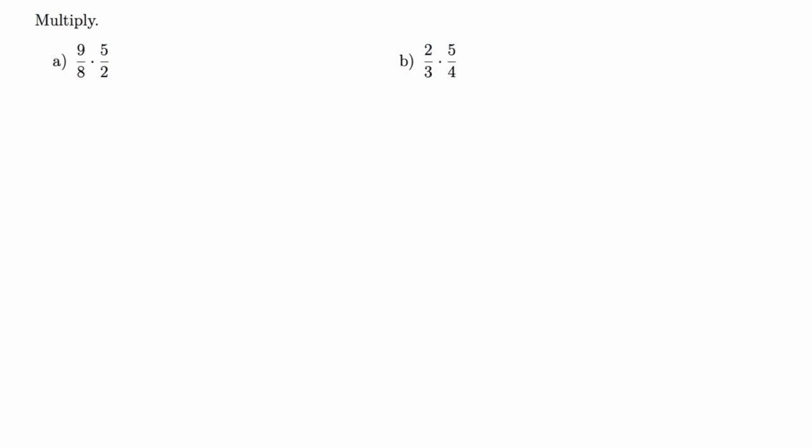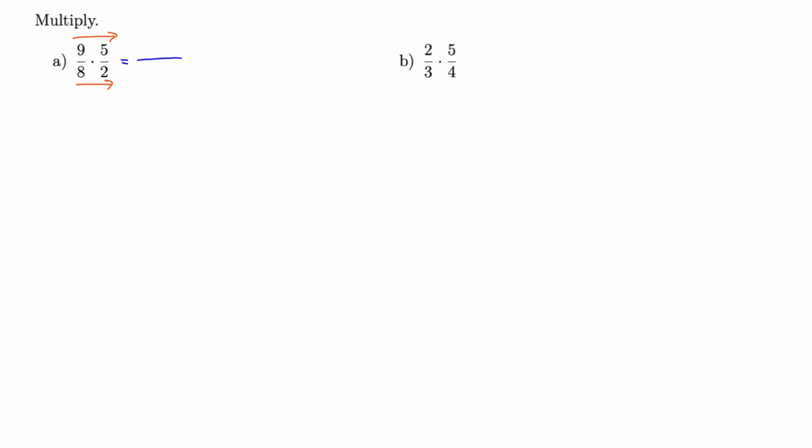In this video, we will review multiplication and division of fractions. Multiplication is by far the easiest operation to do with fractions. To multiply two fractions, you simply multiply straight across the top and straight across the bottom. In other words, we multiply the numerators together and we multiply the denominators together.